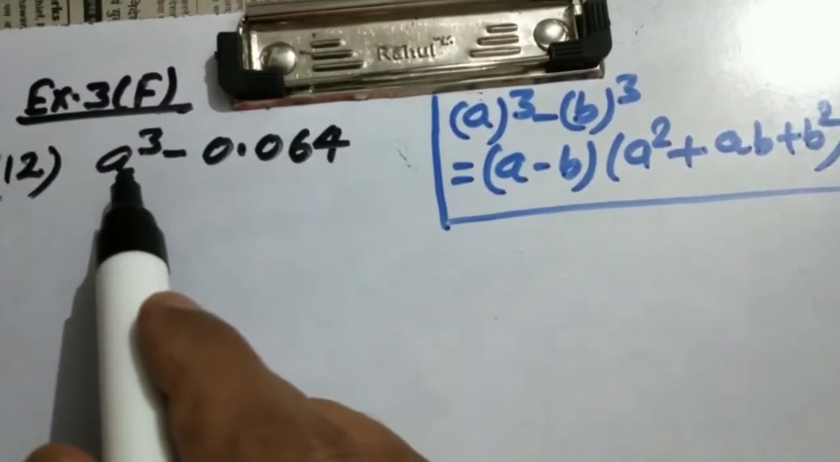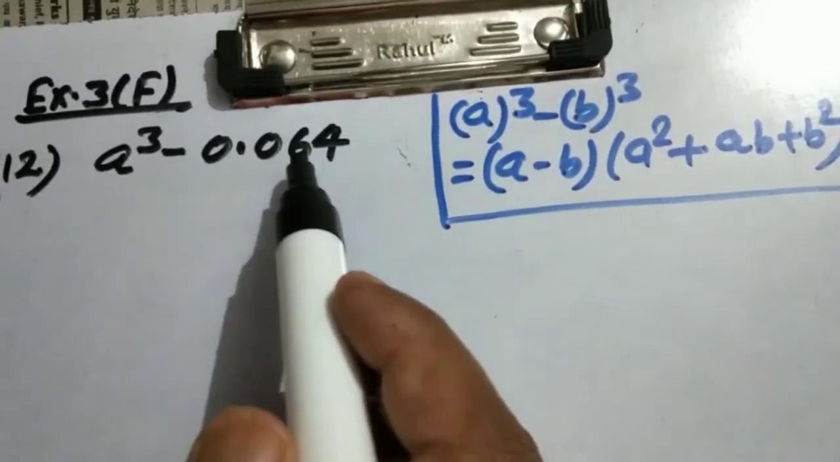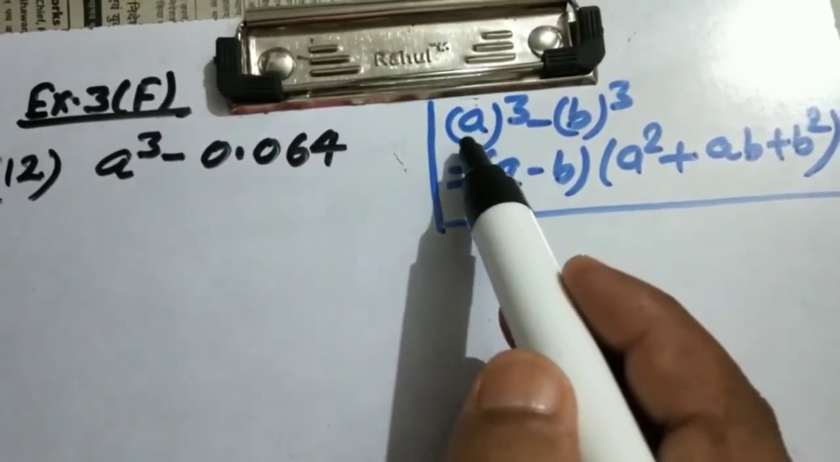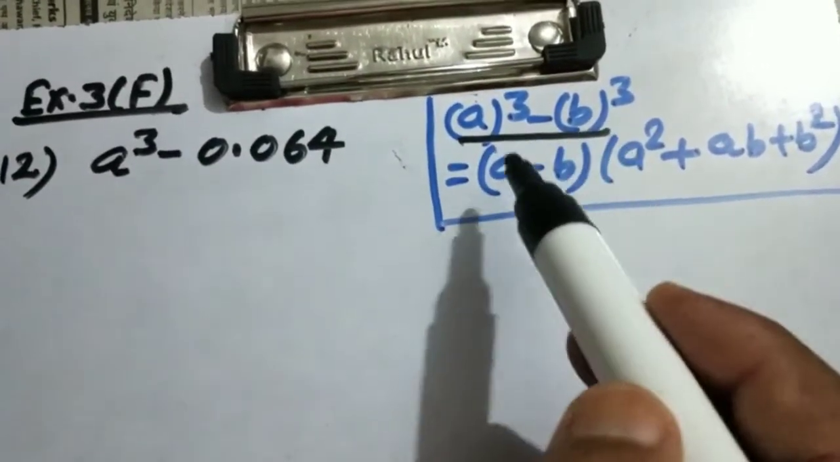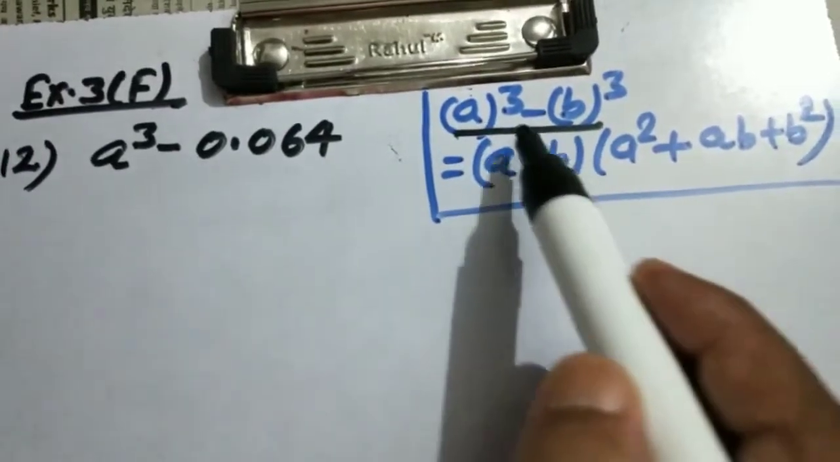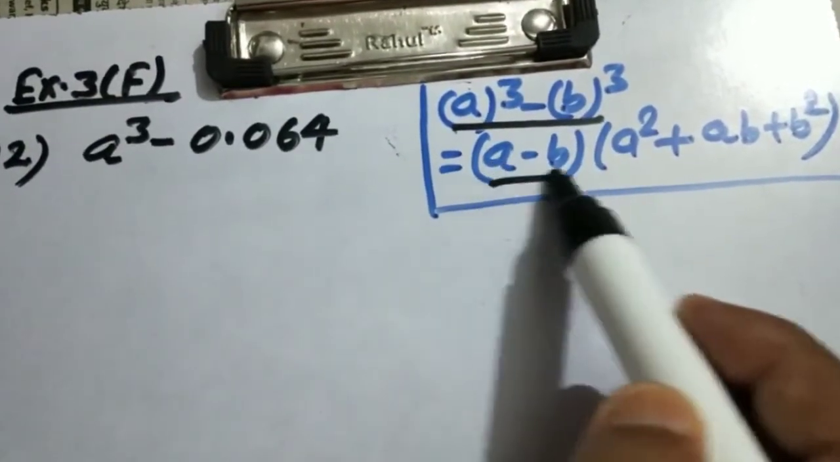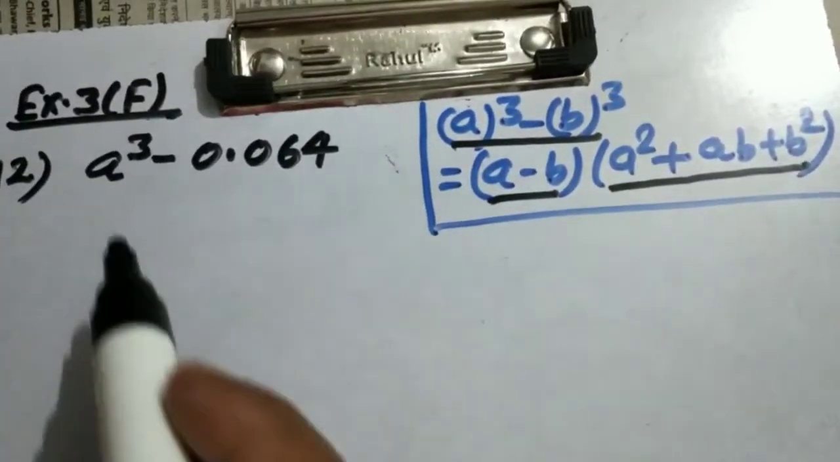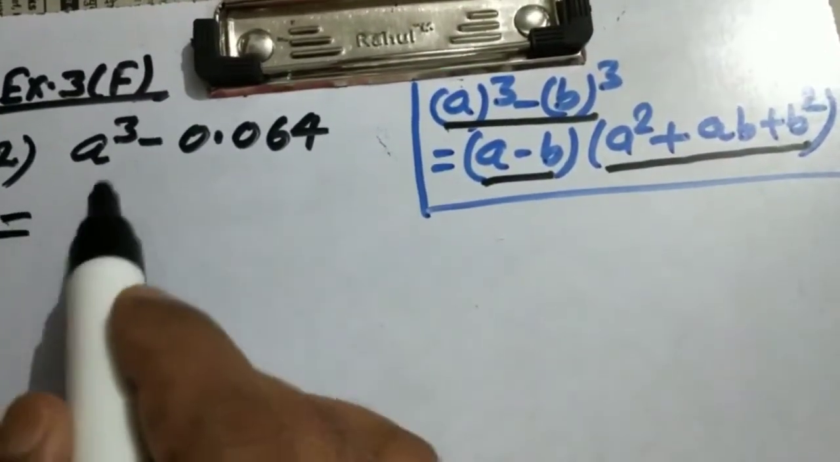You have to factorize a cube minus 0.064. As you can see, I have written the identity, that is the formula a cube minus b cube is equal to a minus b into a square plus ab plus b square. So let us factorize it.